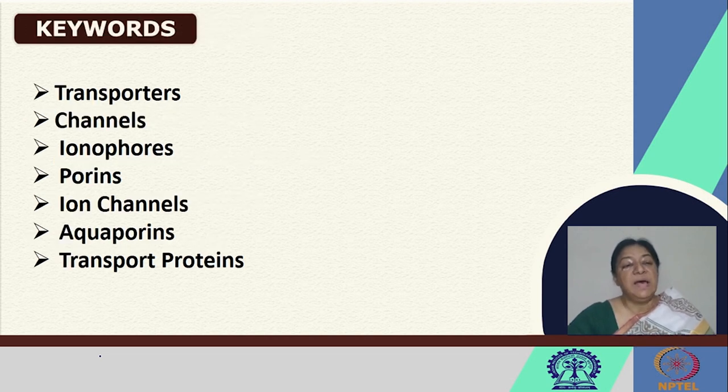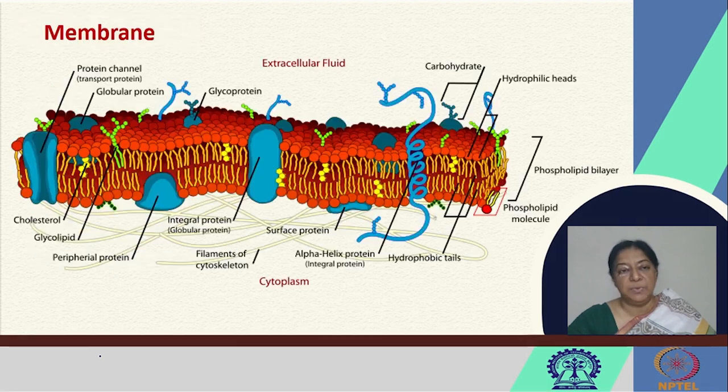What we have as transporters, channels, ionophores, porins, and ion channels are what mediate membrane transport, and are extremely important in the passage of nutrients and ions through the cell membrane.